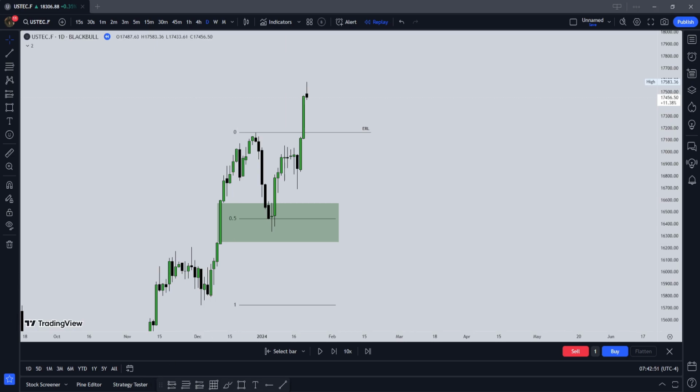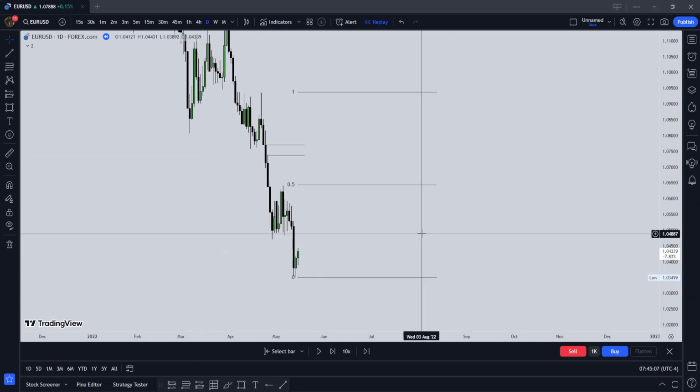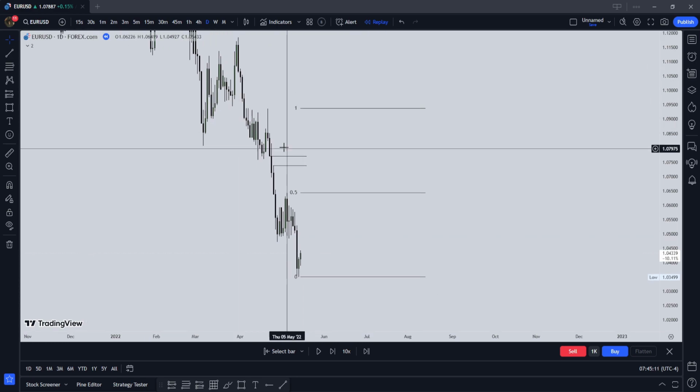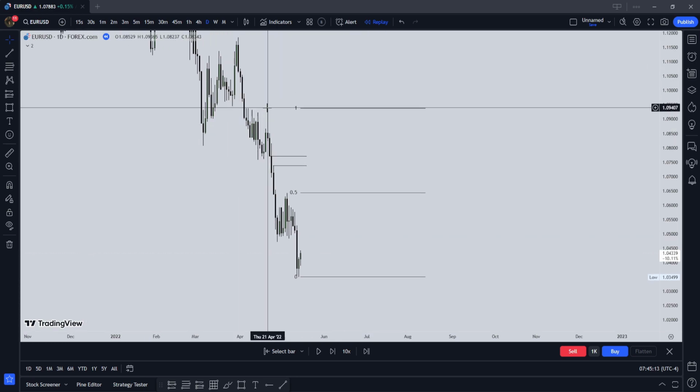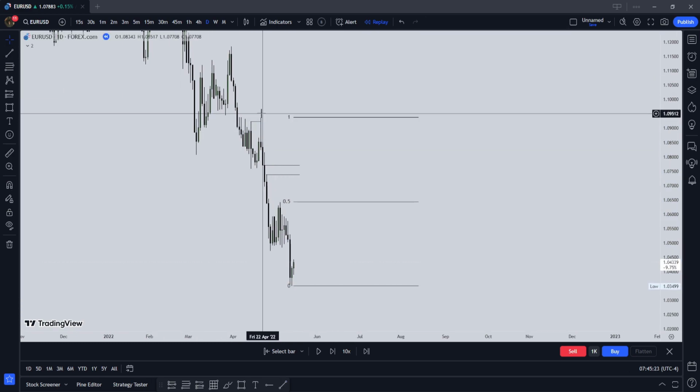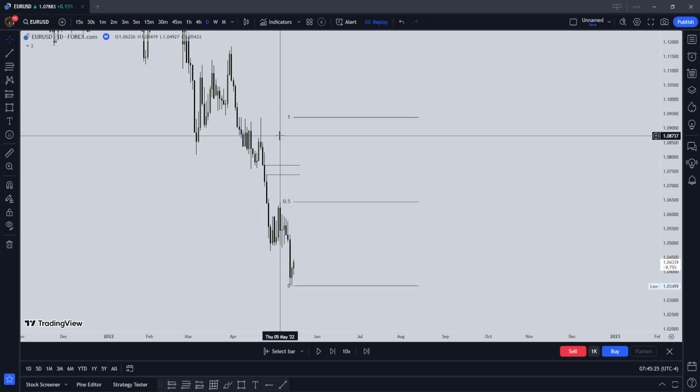As simple as that. So if we look at this example on a EUR/USD chart, as you can see, we have our dealing range from this swing high to this swing low. Why is this our dealing range? Because we displaced from that swing high and we took liquidity out with this swing high as well.